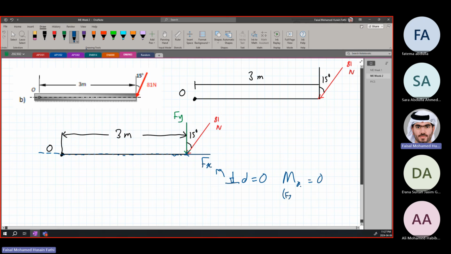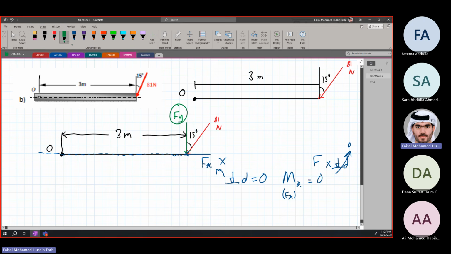Because of Fx equals 0. Just because of Fx. Why? Because moment is equal to force times perpendicular distance, and the perpendicular distance is equal to 0. So we don't look at the Fx. We look at the Fy, the force y. So that's the value we need to find.